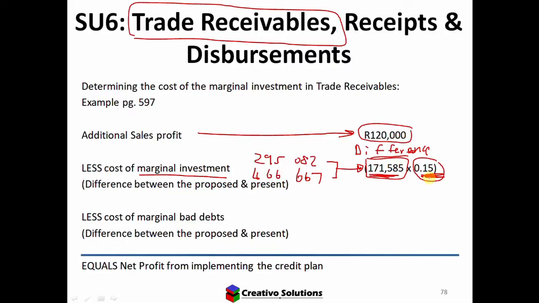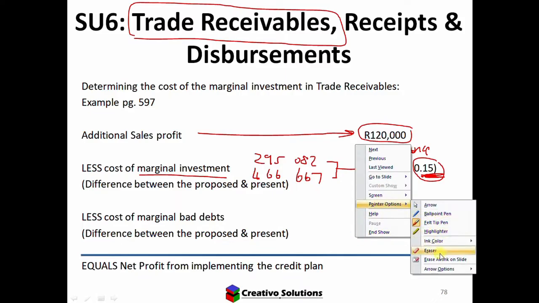Okay. Last bit is just the bad debt. This is also easy. Obviously, if I'm going to be selling more goods on credit, I could potentially have more bad debt. The question said the bad debt was going to rise from, let's go back to the question, page 597. Current bad debt was 1% of sales, and it'll increase to 2% of sales. Do you see that? Yes. Okay, the difference is the increase, and that's what I'm going to include there.